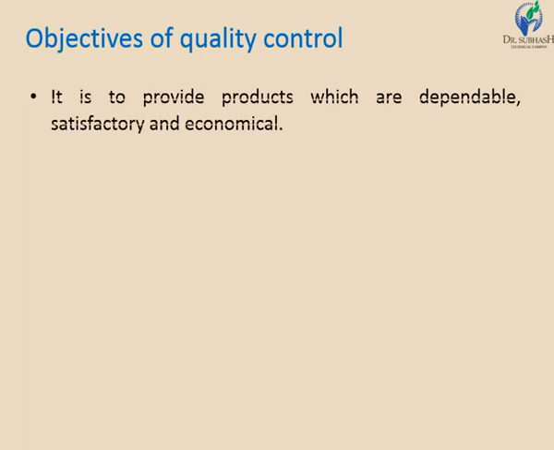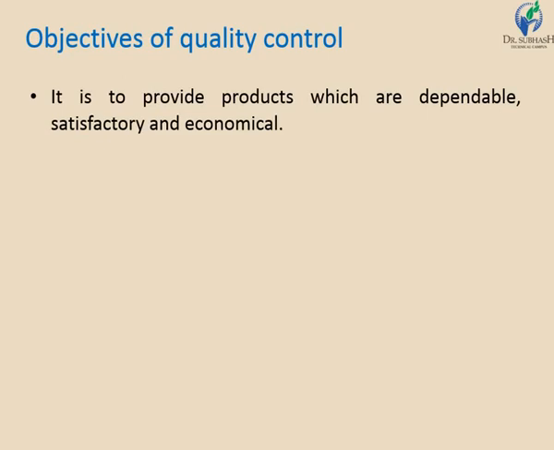Next topic, objectives of quality control. What are the objectives? The first objective is to provide products which are dependable, satisfactory and economic. The main important objective is that the product should be dependable. The customer should trust the products that you are producing. Their quality should be such that your products are dependable. It is satisfactory in terms of functions and customers' requirements, and economical also, in terms of money.